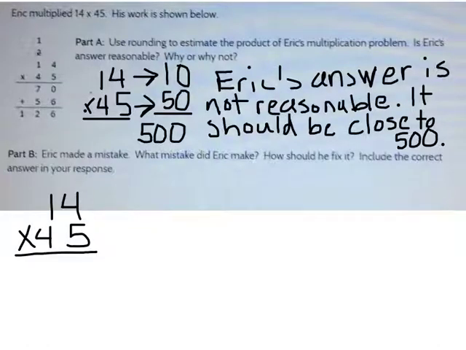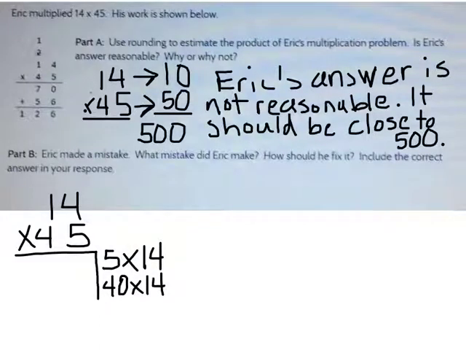Remember, when I'm multiplying 14 times 45, I can break it into 2 separate multiplication problems. First, I can multiply the 5 times 14, like I would do in an area model. Then I can multiply the 4 times 14, except that 4 isn't really worth 4. It's worth 40. So I can write my problems out: 5 times 14 and 40 times 14.